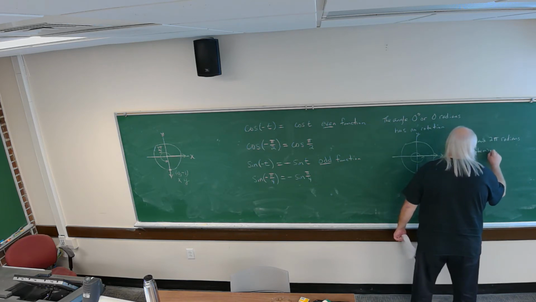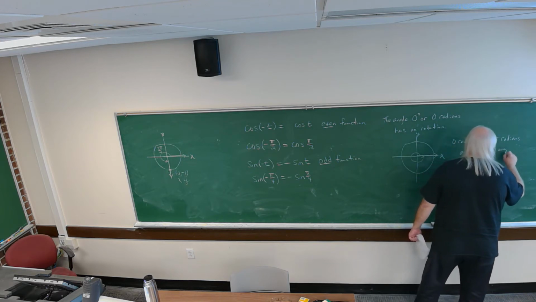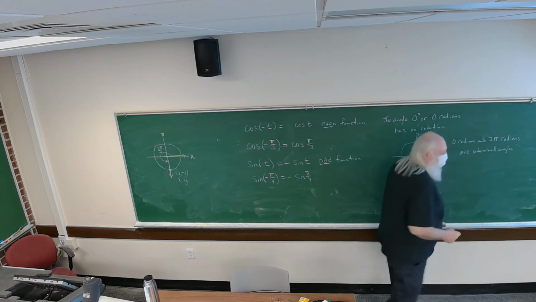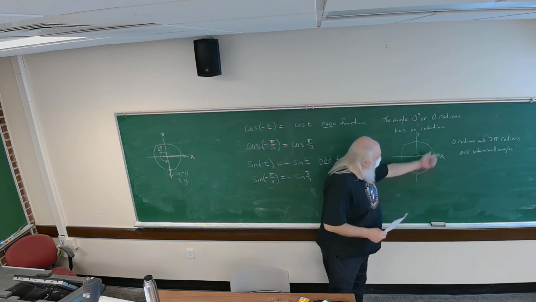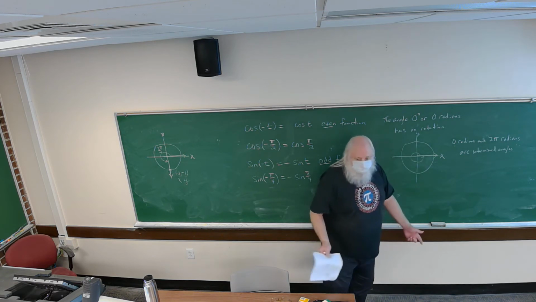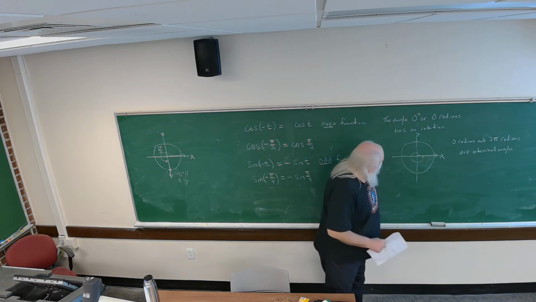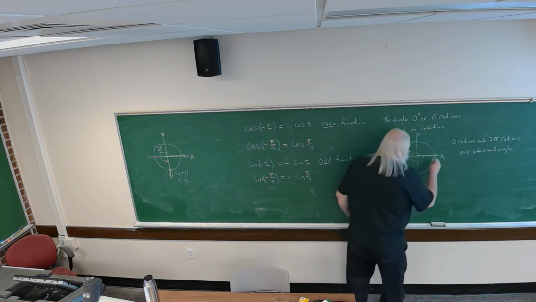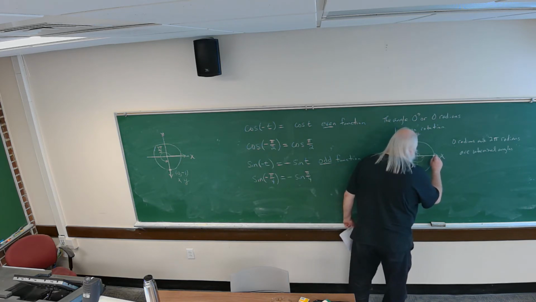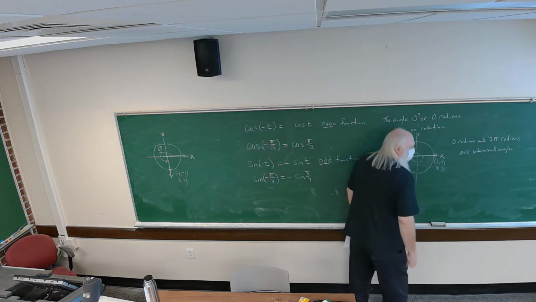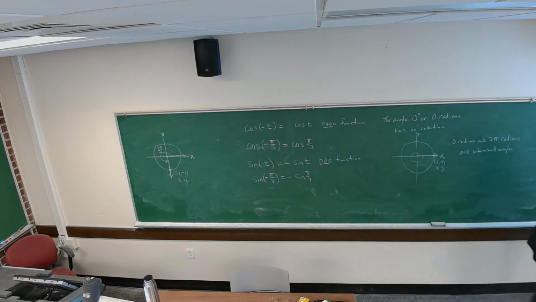Remember, coterminal angles in radians differ by an integer multiple of 2 pi. So 0 radians and 2 pi radians, right, they differ by 2 pi. So for both those angles, the terminal side goes through the point (1, 0). 1 is the x coordinate, 0 is the y coordinate. And so the cosine of 0 radians is 1. The sine of 0 radians is 0.